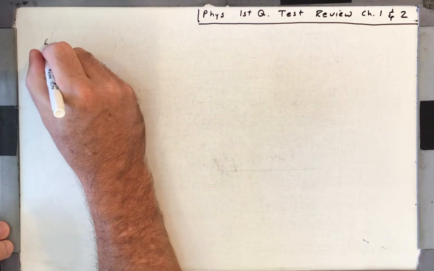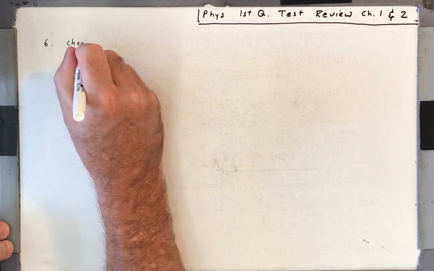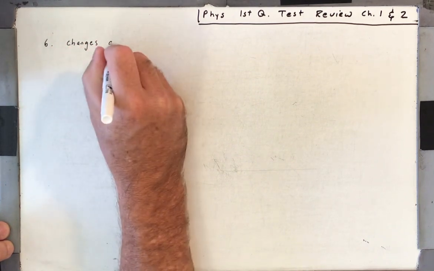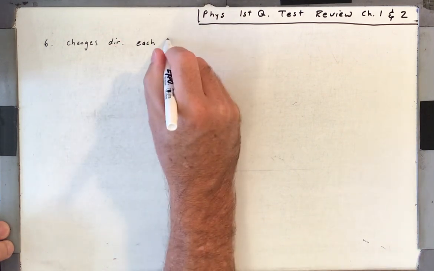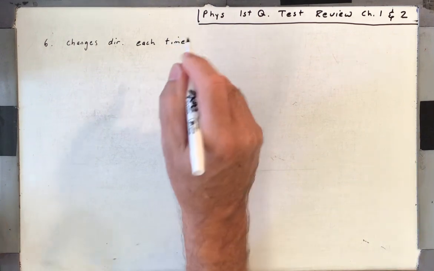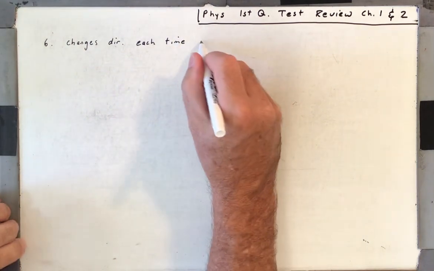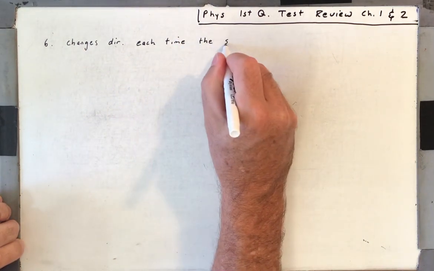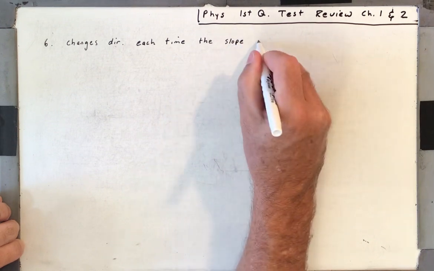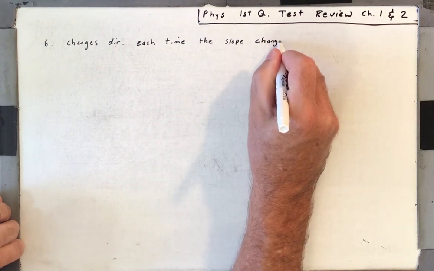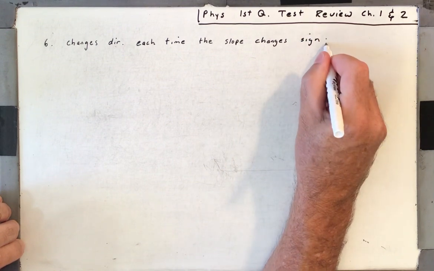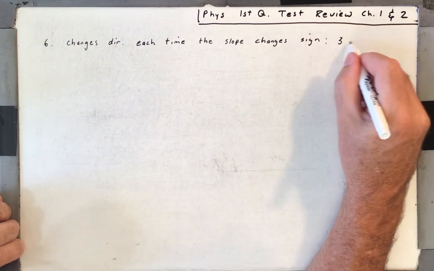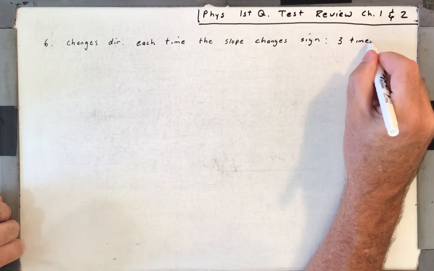All right, so it changes direction each time the slope changes sign. And in this particular case, as I showed you, that happens 3 times.